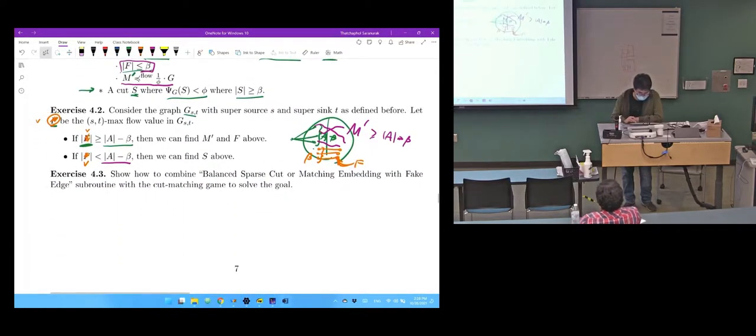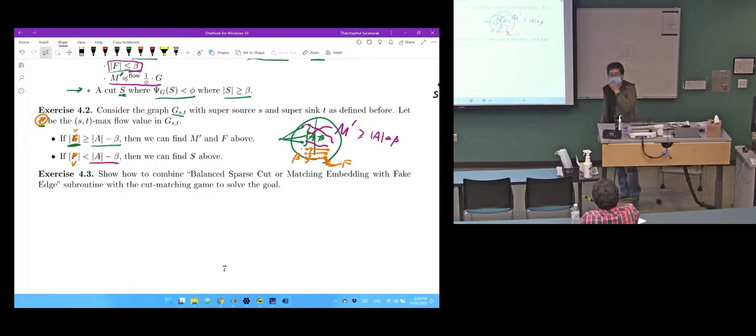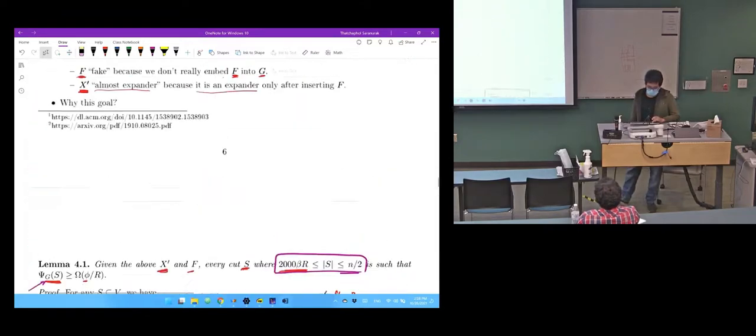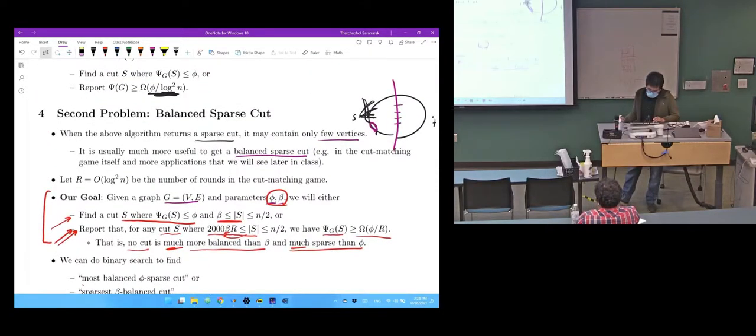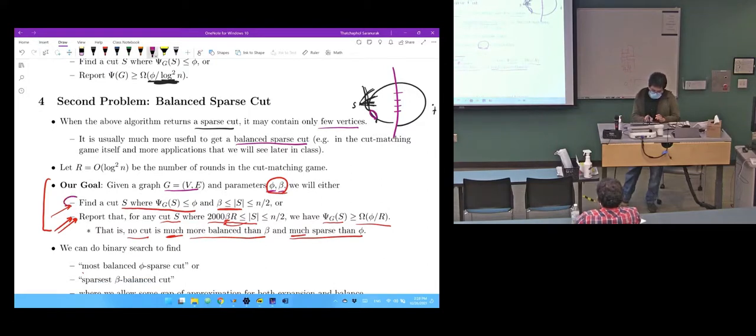All this we are doing only to get a cut which is balanced instead of just any sparse cut. But we are also losing some factors along the way. Here is better: you get a sparse cut which is also balanced. But the other case becomes quite weaker, because it doesn't say that there is no sparse cut at all. It just says that there is no balanced sparse cut. Yeah, exactly.